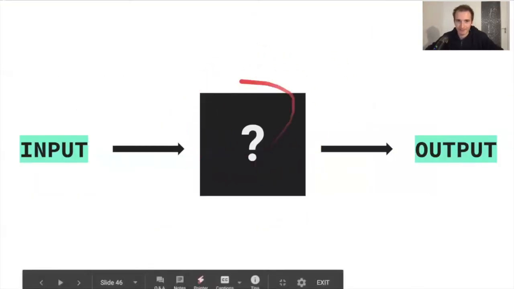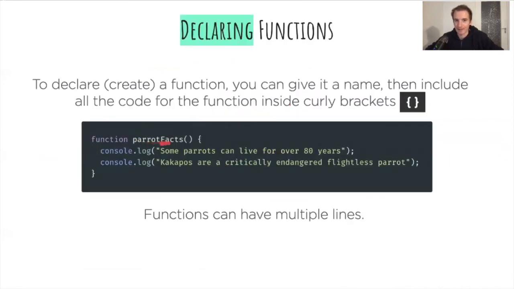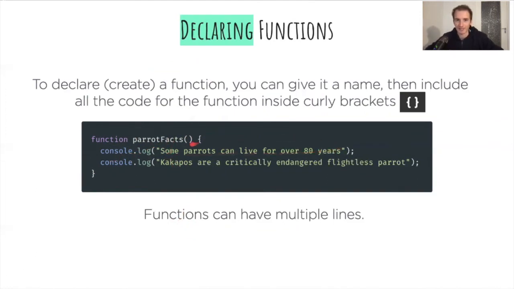We're creating this magical black box factory, and we're giving it this particular name. So the syntax is always: there's the word function, there's a space, there's the name we want to give it. Then we have some brackets, and then we have some curly brackets that some code is going to go inside. We can have multiple lines in this function. It doesn't need to just be one line. This can be as long as you want. This can also call other functions inside of it.